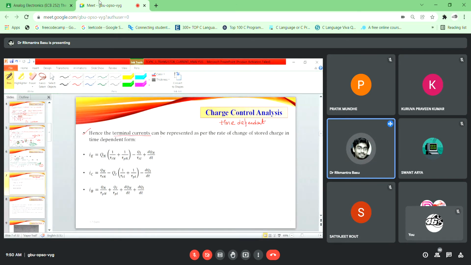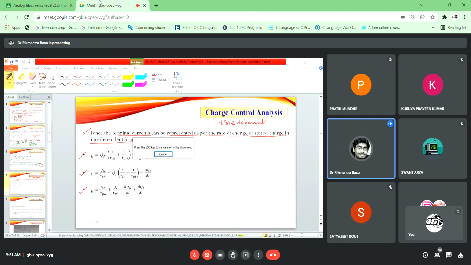Hence the terminal currents can be represented as per the rate of change of stored charge in the time dependent form. Small ie equals Qn by tau Tn plus Qn by tau Pn minus Qi by tau Ti plus dQn by dt. IC equals Qn by tau Tn minus Qi by tau Ti plus tau Pi minus dQi by dt, and IB equals Qn by tau Pn plus Qi by tau Pi plus dQn by dt plus dQi by dt. Whenever there is a time dependency term, the time rate of change of stored charge comes into play, and a pure DC current cannot be ensured. So that gives the mathematical analysis of the first part of the first section, the charge control analysis.